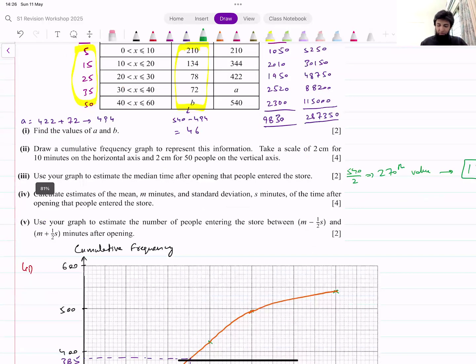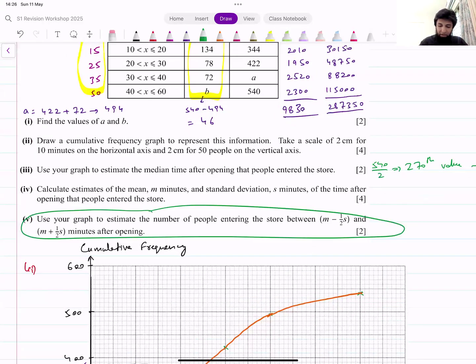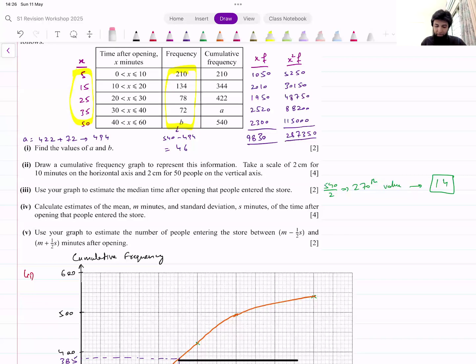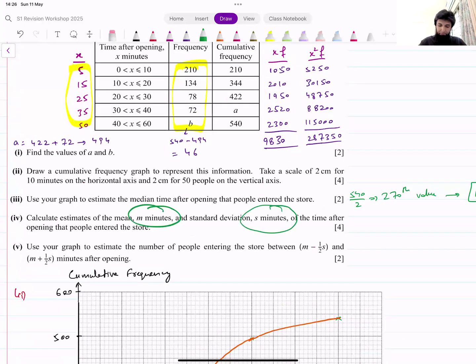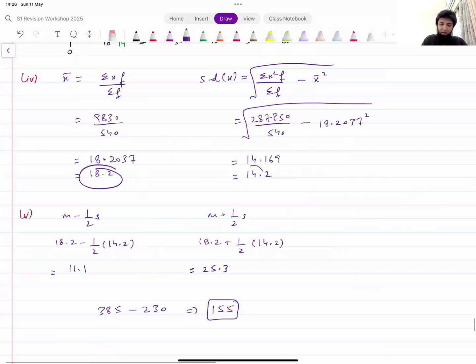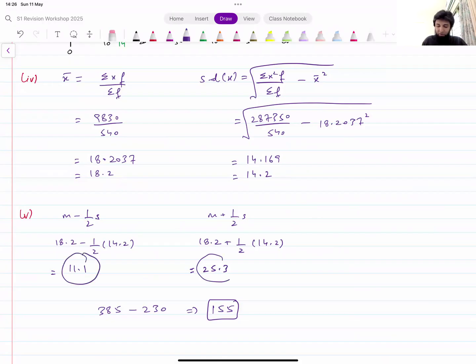Use a graph to estimate the number of people entering the store between m minus half s and m plus half s minutes after opening. What does that mean? M is the mean, S is the standard deviation. Now we have found the values of M and S in the previous part. So they turn out to be this 18.2 and 14.2. M plus half S and M minus half S, input the values there. You get 11.1 and 25.3.